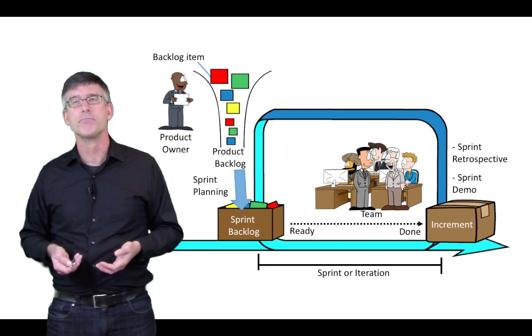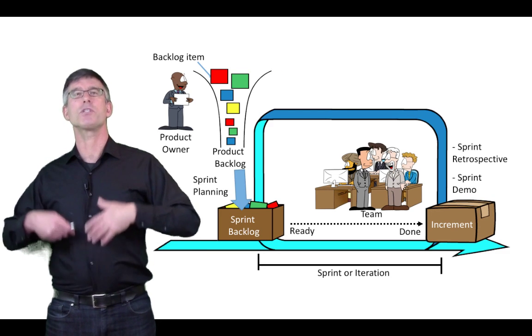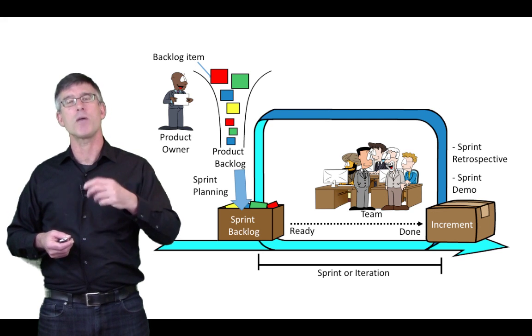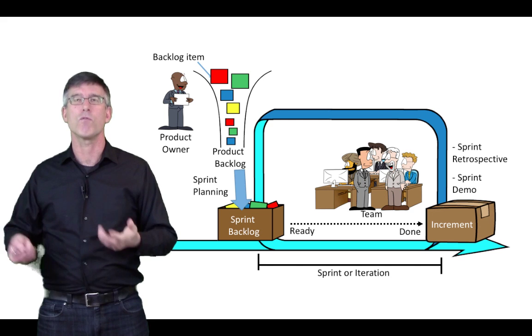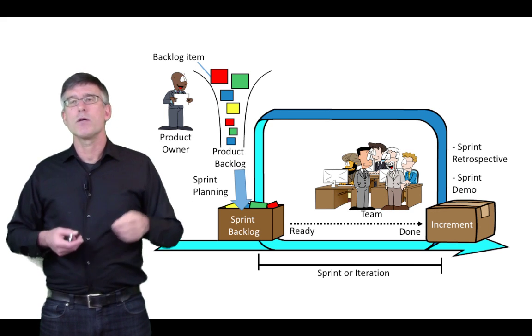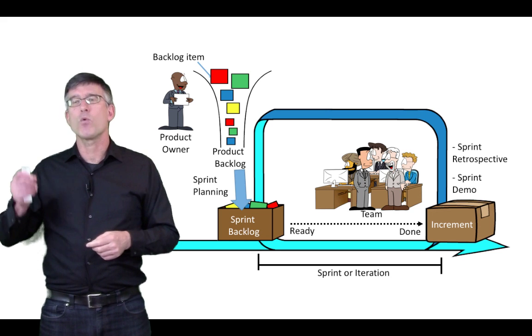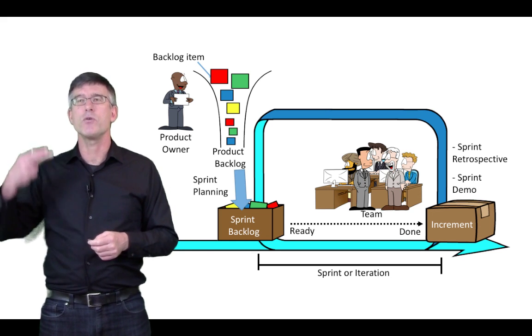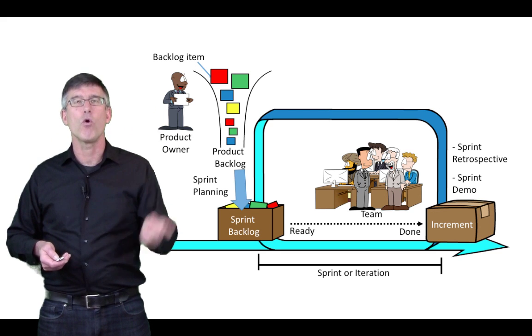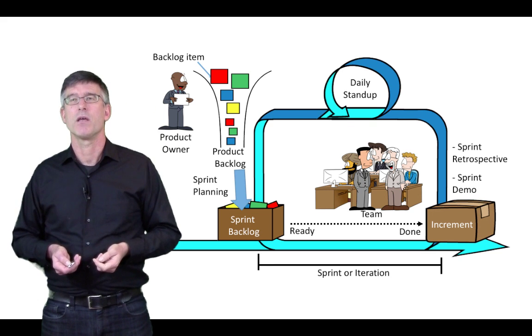So we go through all those ceremonies and we repeat them. We're working continuously in these short time boxes of 1 or 2 or 4 weeks. We're going through the sprint planning, we're delivering, getting work done, delivering increments, doing the sprint demo, doing the sprint retrospective, and repeating this cycle over and over again.